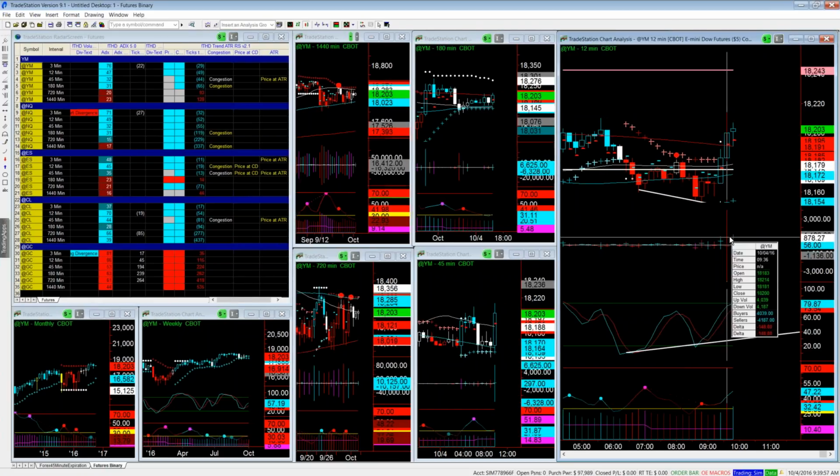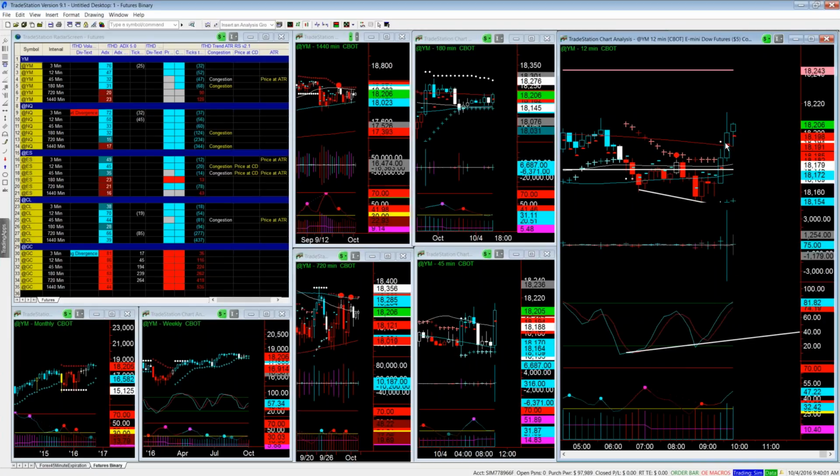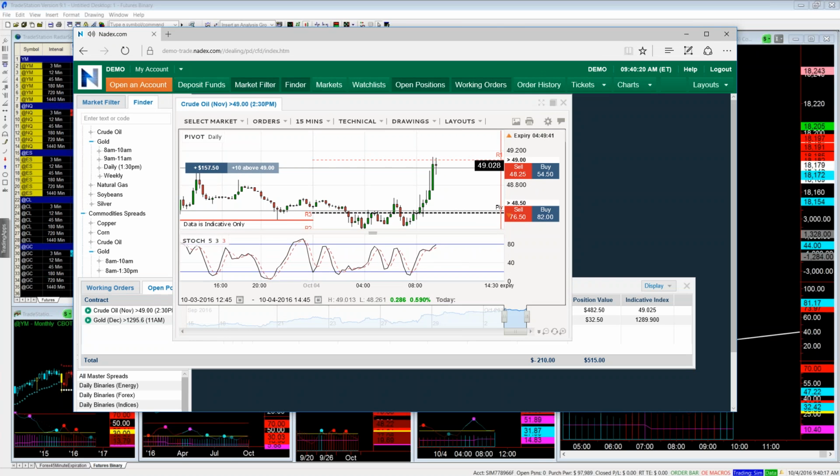Now this looks like sellers came in. Actually, it was just profit taking because when you look at this bar, you can see that it did not close on the low. So it's probably going to go up to 18,276. Could you do a trade on that? Sure.